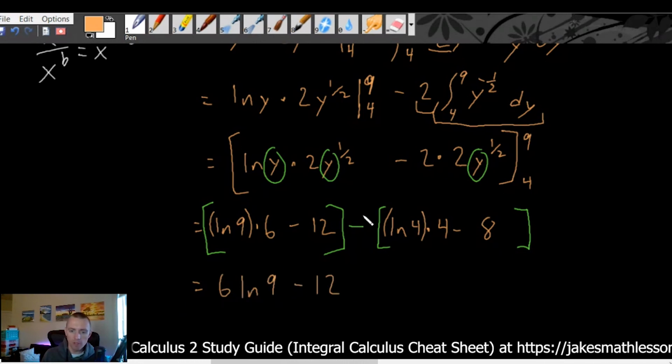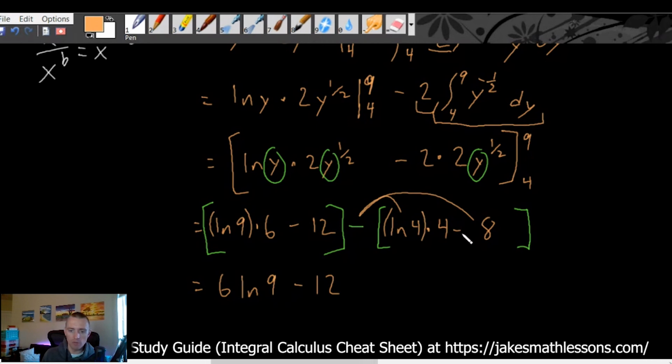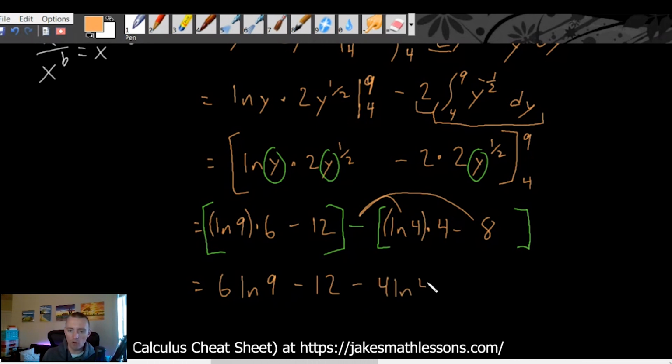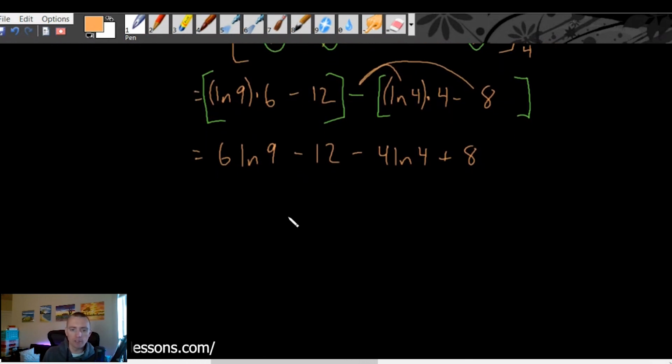minus 12. This negative sign is going to distribute through the parentheses here. So we're going to get minus 4 natural log of 4 minus negative 8, which the negative and the negative will cancel, giving us plus 8. Then to simplify this a bit further, 6 natural log of 9 minus our 4 natural log of 4 over here, minus 12 plus 8 would be minus 4. And that should be about it.